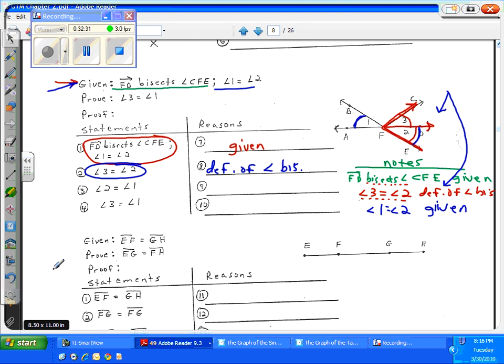And then we get that angle 2 is equal to angle 1, and we say, well, is that in the given? Well, no, it was 1 equal 2 in the given. But you've got 1 equal 2, 2 equal 1. What happened? Well, we flipped it over. What property says you can flip it over? Well, that's the symmetric property of equality.